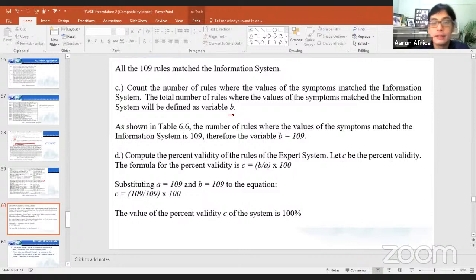Now, the total number is 109. Substituting, A is 109, B is 109. So our equation is 109 divided by 109 multiplied by 100. We can conclude that the validity is 100%.